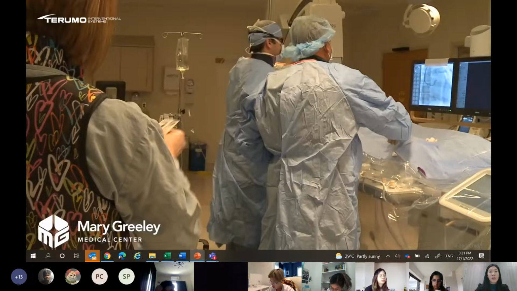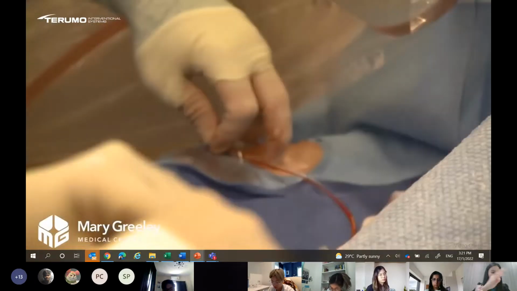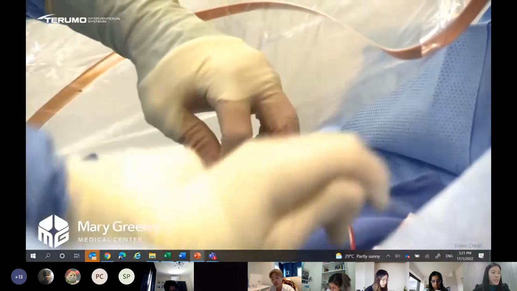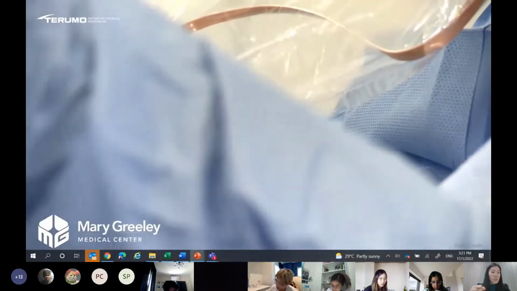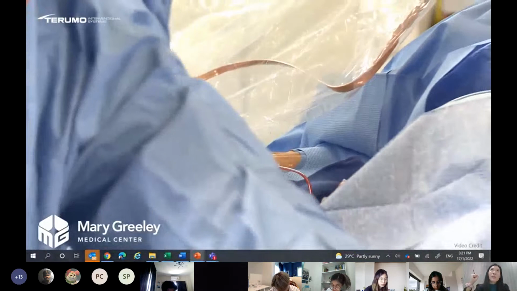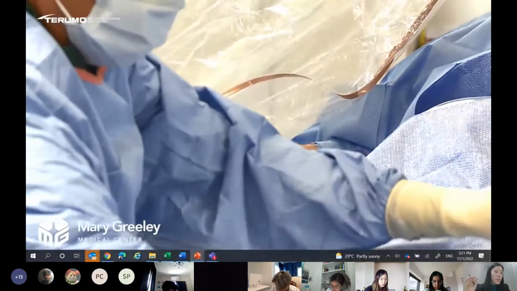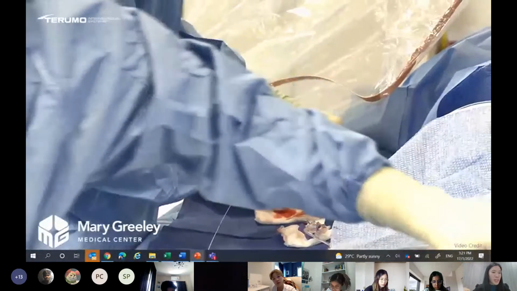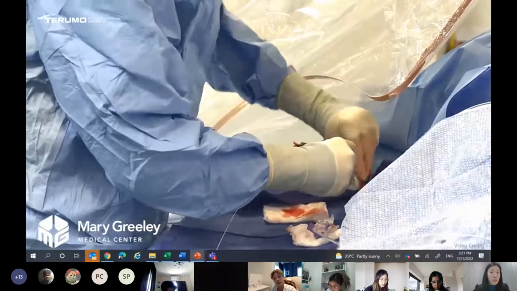Okay, so in this case, after taking the RCA, they will want to move to the LCA. So they will disengage. They will take the diagnostic catheter tip out from the opening, and they will advance the guide wire. Then the diagnostic catheter will be removed.